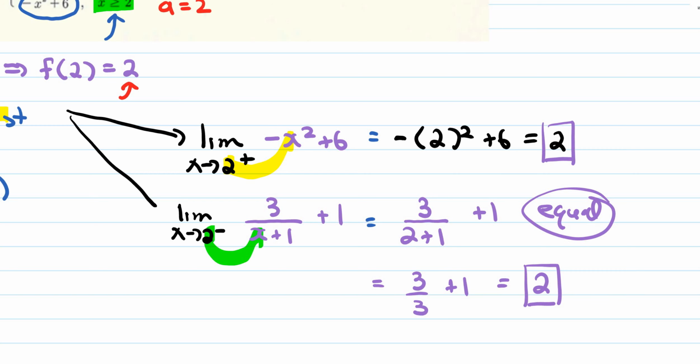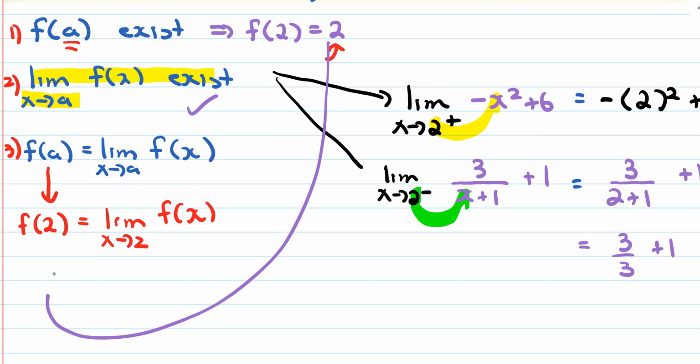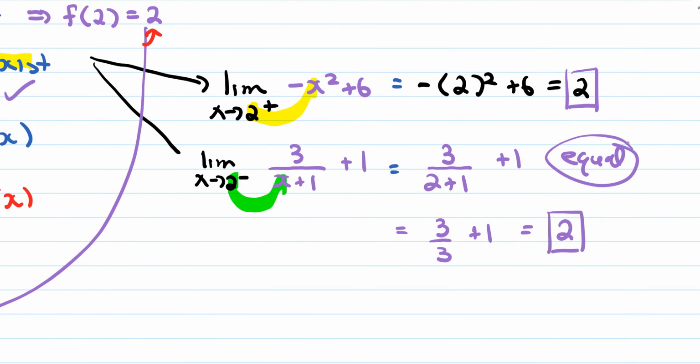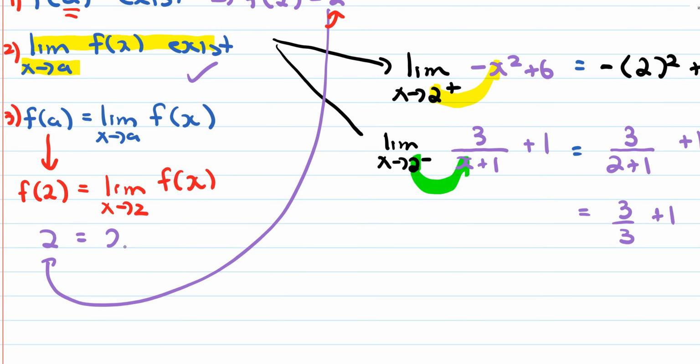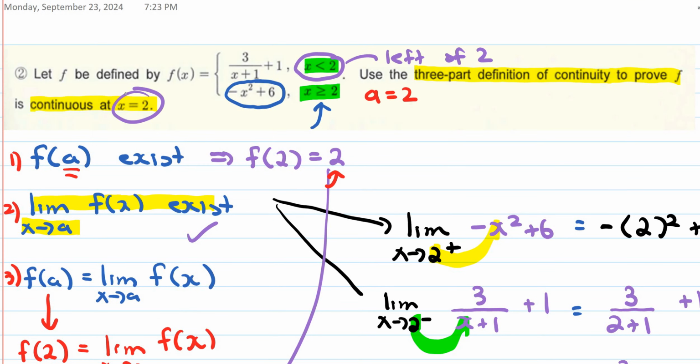If the left-hand and right-hand limits are equal, then we've shown that the limit does exist as x approaches a. And since f of a, which was f of 2, equals the limit as x approaches 2 of f of x, we have shown that the value there is 2, and this limit is 2. So f of 2 equals the limit as x approaches 2 of f of x. Therefore, using the three-part definition of continuity, this is definitely continuous at x equals 2.